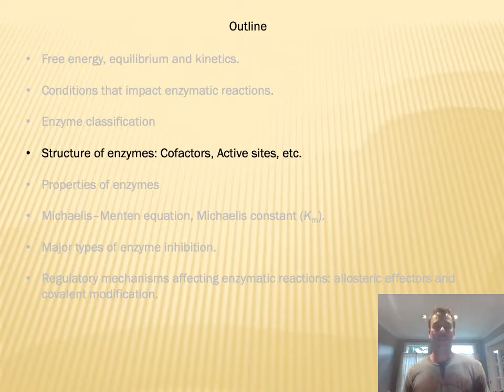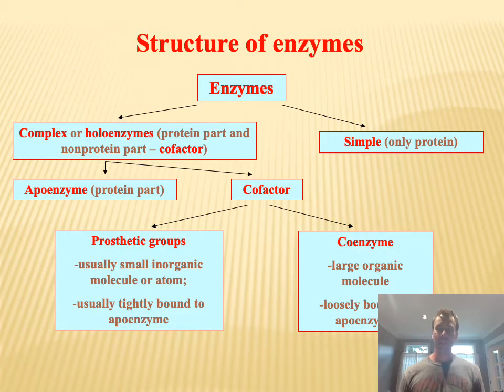Let's talk through a little bit about the structure of enzymes. So enzymes can be built of different parts. Sometimes enzymes are just the protein itself. In those cases, you can just think of it as a simple enzyme. It's just the protein. There are also other enzymes that are complex or holoenzymes, so it contains a protein part and a non-protein part. In this case, you'll see the protein part referred to as the apoenzyme because this is basically the enzyme without its cofactor. And then the cofactor would be the non-protein part.